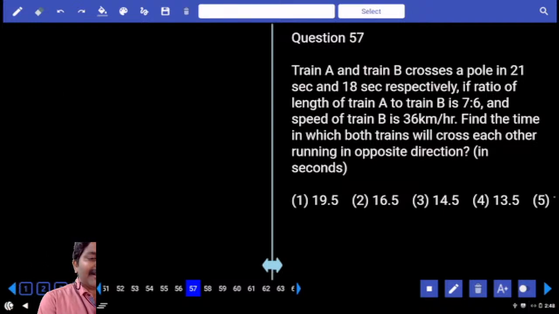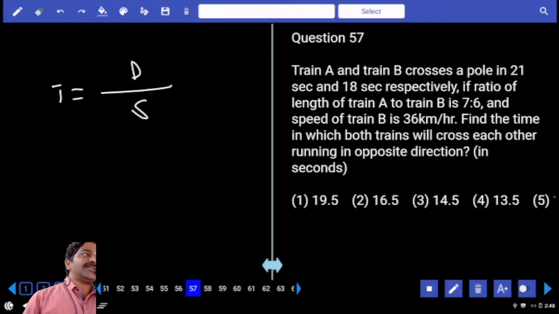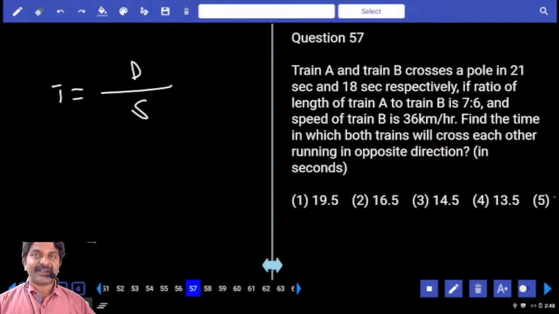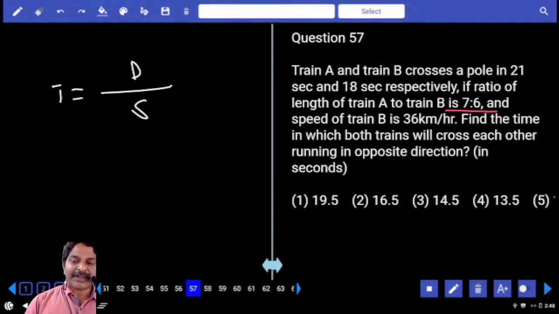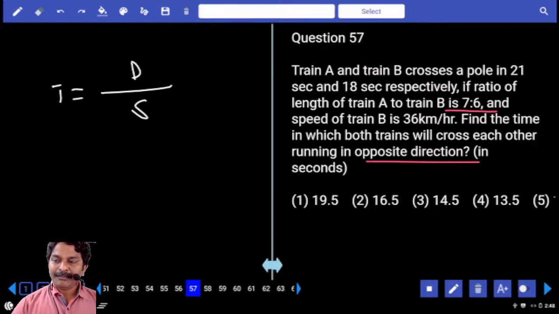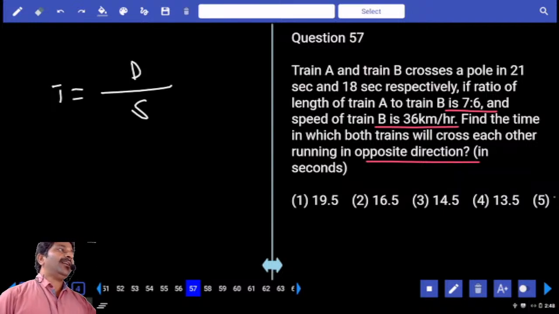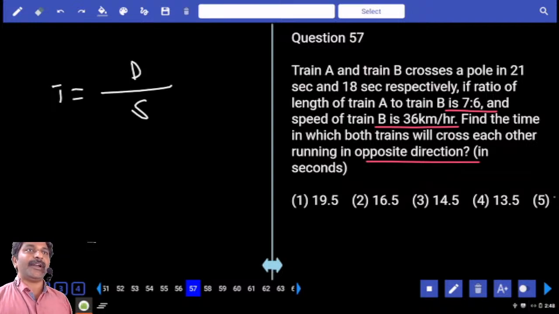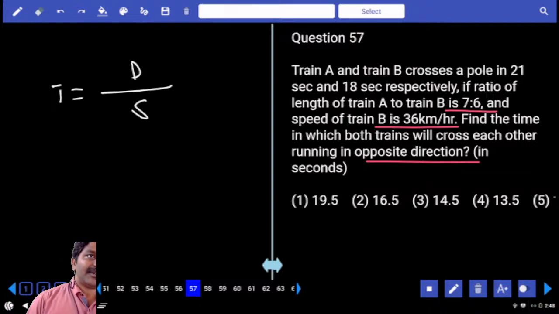If we were asked to calculate time, that is distance by speed. If a train crosses another train, distance covered is train length 1 plus train length 2. The ratio is given, so we need their lengths. Speeds, both are moving in opposite direction, so we need both speeds. B speed is there, we need A speed. So we need to identify their lengths and then speed of train A. Then we can answer the question, right?